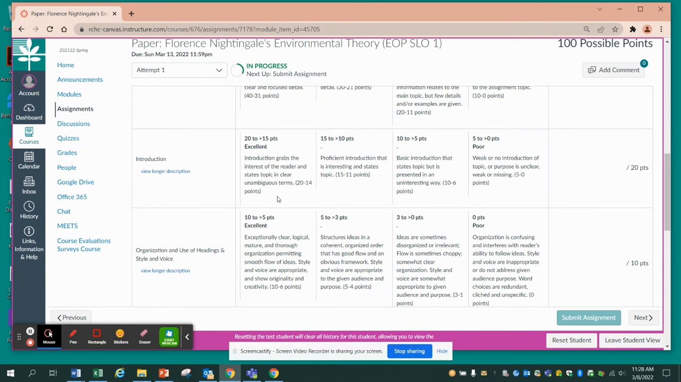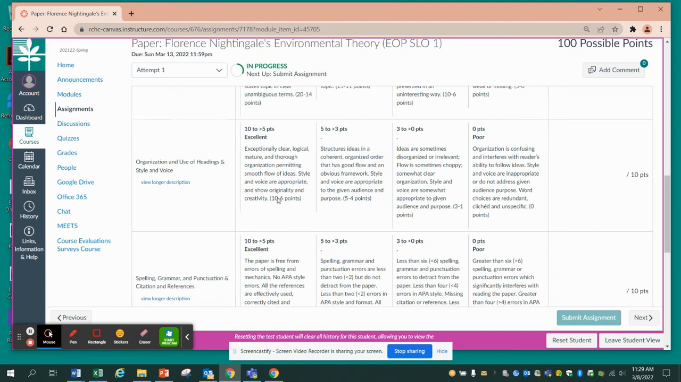20% will be on your introduction. The introduction needs to be clear. The paper is wanting you to use Florence Nightingale's environmental theory and relate it to the case study. That is what you need to have for your introduction. You need to include, when the reader reads this, what will they glean out of this? What are they expecting? They are not expecting a paper solely on Florence Nightingale, but they're expecting a paper that relates Florence Nightingale's environmental theory to the case study and to your practice setting.